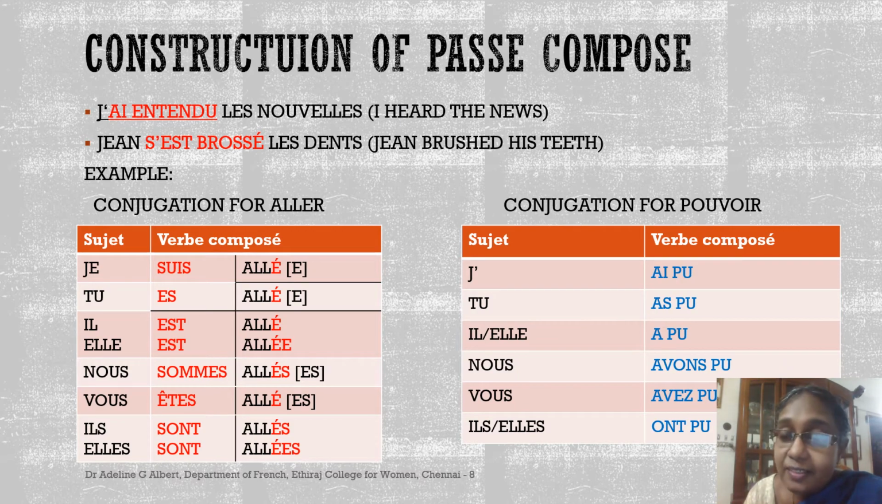Now, how do I conjugate them now? I know which verbs are conjugated with être. I know which verbs are conjugated with avoir. I know how to form my past participle. Now, let me put them together. So here you have them.